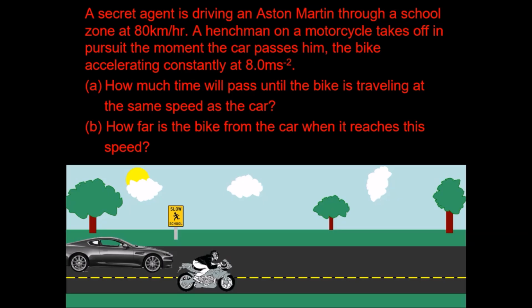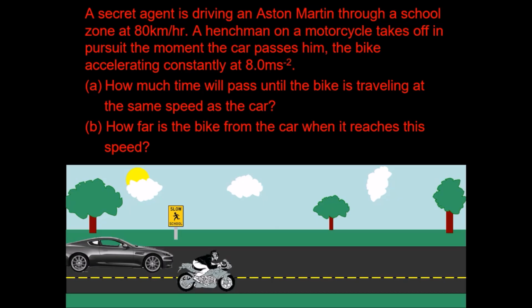In this case, a secret agent is driving his car through a school zone at 80 kilometers per hour. A henchman on a bike is going to take off in pursuit of him the moment the car passes him. The bike is going to accelerate constantly at 8 meters per second per second. Now, it says accelerate constantly. That means it's leading you to a constant acceleration system, which is practically pointing towards the equations of motion.